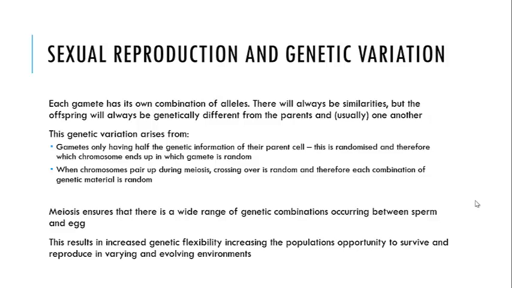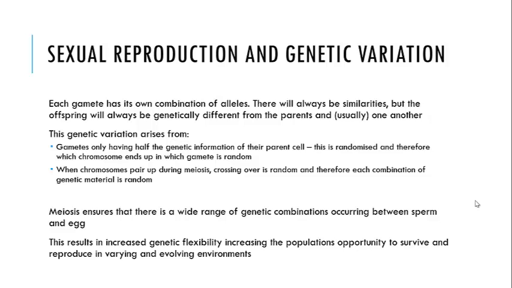So to look at sexual reproduction and genetic variation, each gamete has its own combination of alleles. There will always be similarities, but the offspring will always be genetically different from the parents and usually from one another. So alleles is something that you should possibly put on your cue cards, so that we can understand that there'll be similarities, but offspring will always be genetically different. That's why I look different from my siblings and why you look different from yours, even though you have the same parents.